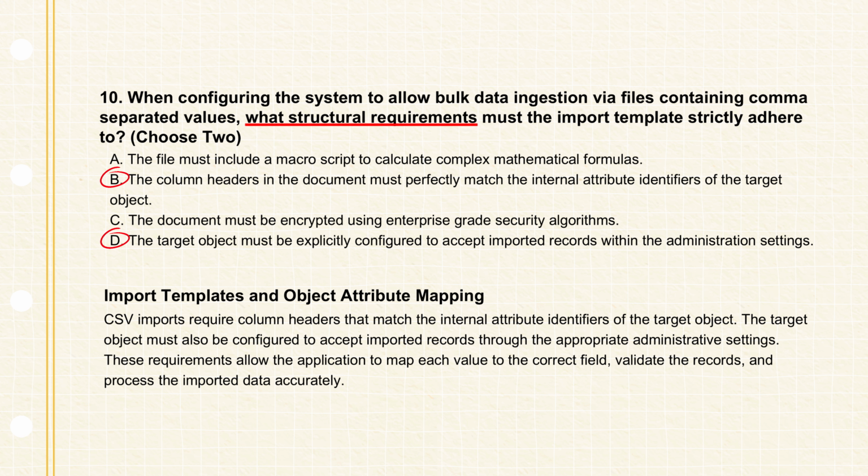By default, enterprise objects are secured against bulk insertion to prevent data corruption. An administrator must actively evaluate the object, authorize the import capability, and unlock that endpoint. So the door has to be unlocked. Exactly. You have to satisfy both constraints: the strict data sanitization of the headers matching, and the explicit security authorization of the target object accepting imports.